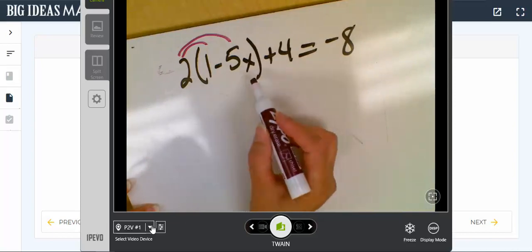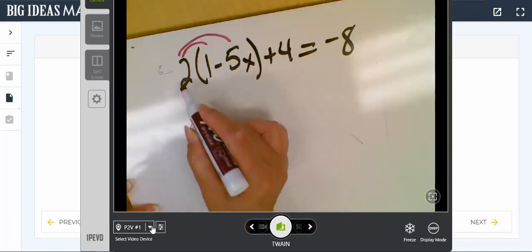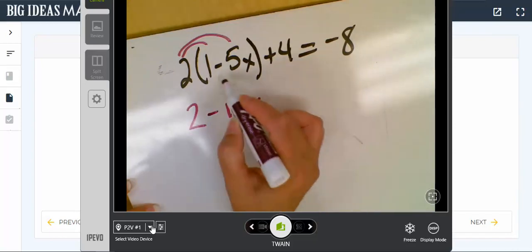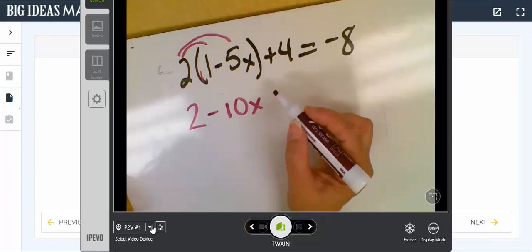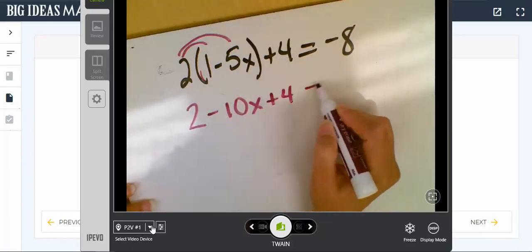So I'm multiplying 2 by everything in here. So 2 times 1 is 2, and 2 times the negative 5x is a negative 10x. Because remember, they're terms. I'm doing it by the 1 and the negative 5x. I do not multiply the 2 by that positive 4, though, so that just drops down.